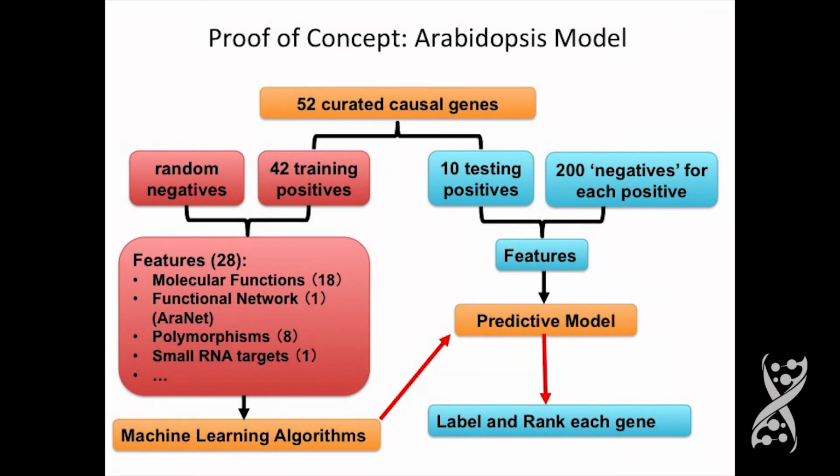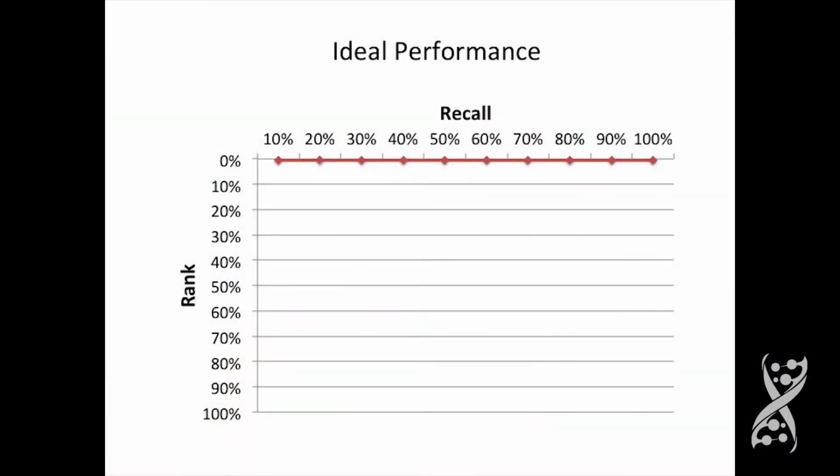So using these features, this is the setup that we had for Arabidopsis to prove the concept. We started out with about 50 curated causal genes and set aside about 80% of those genes for positive training, and then took random genes from the genome as negative training. And using the features I just described to you, we trained an algorithm to build a predictive model. And then we used the 10 causal genes that we set aside from training, so these are genes that hadn't been a part of the training, to test. And for each of these causal genes, we took 200 neighboring genes as negative genes. And so we labeled and ranked all of these genes to see how predictive the algorithm was. So an ideal performance would look something like this. For all of the test genes that you try to predict, we would want to see the causal gene ranked on the top of the 200 genes.